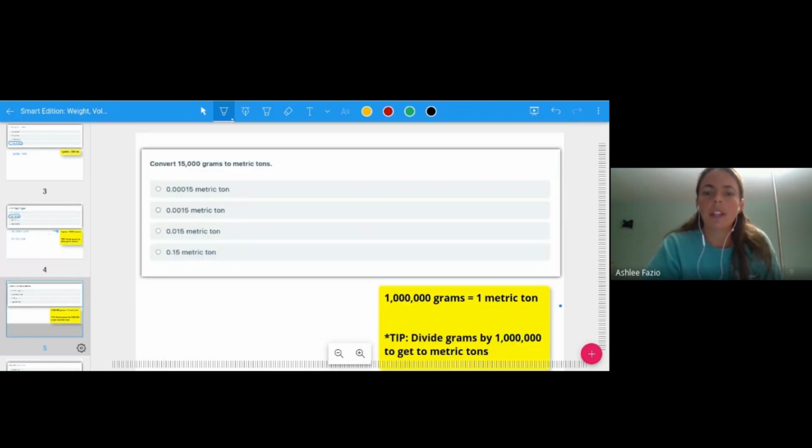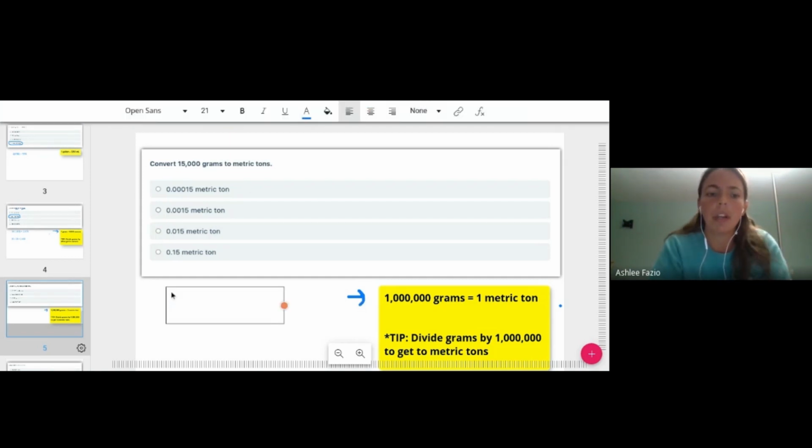Okay, so in this one, we're going to convert 15,000 grams to metric tons. The conversion that we would need here is to know that 1 million grams is equal to 1 metric ton. So if we know that 1 million grams is 1 metric ton, there's a few different ways to set it up. Here, let me just show you. Another little tip is that when you have a conversion like that, if we want to get to how many metric tons that is, we can just divide by 1 million.